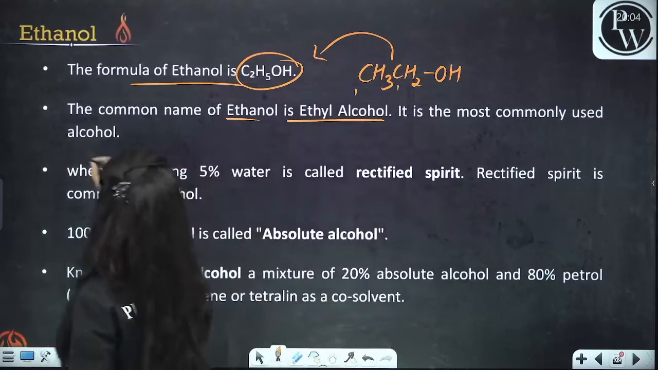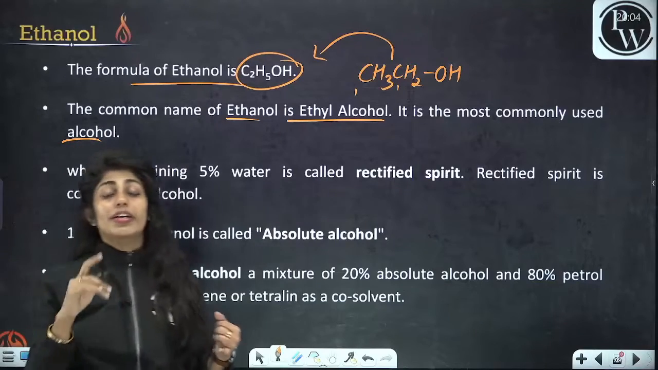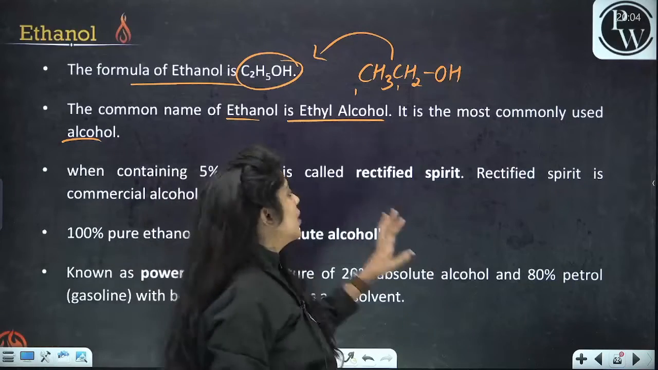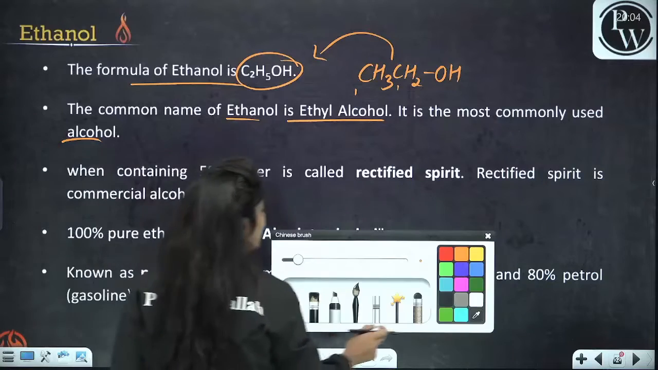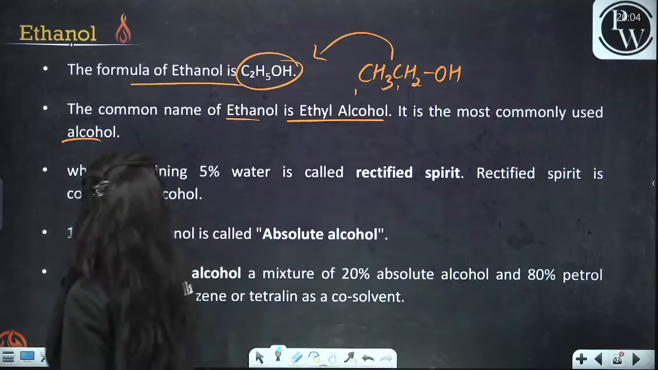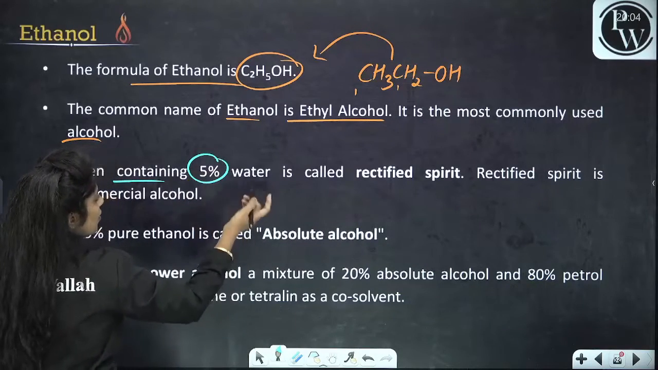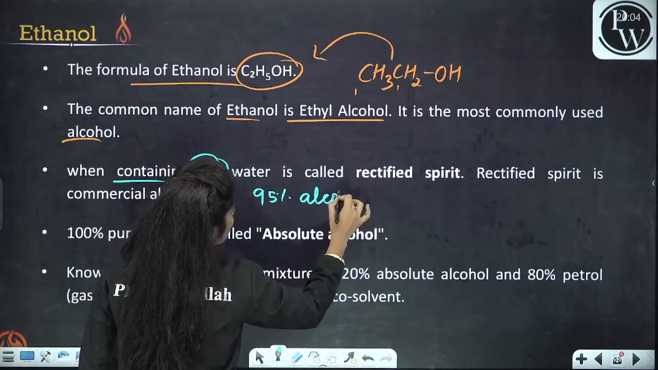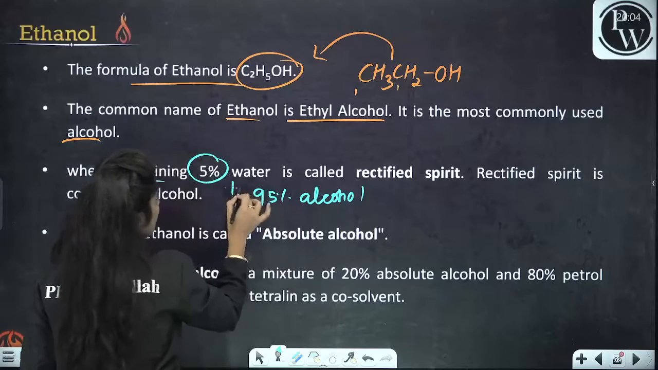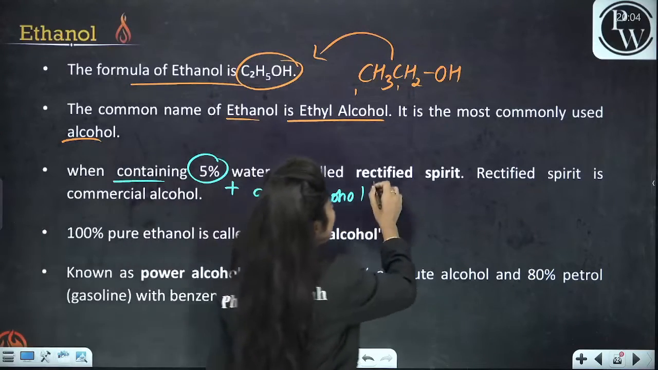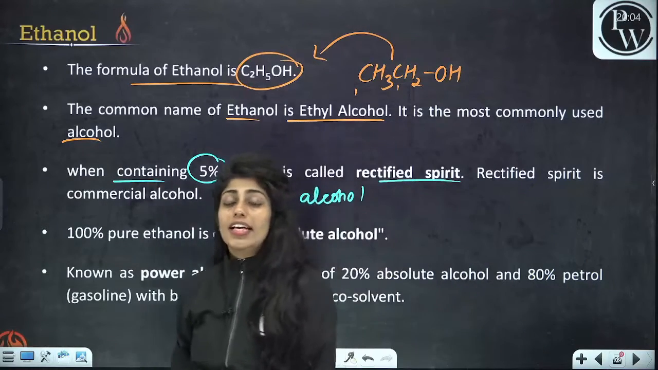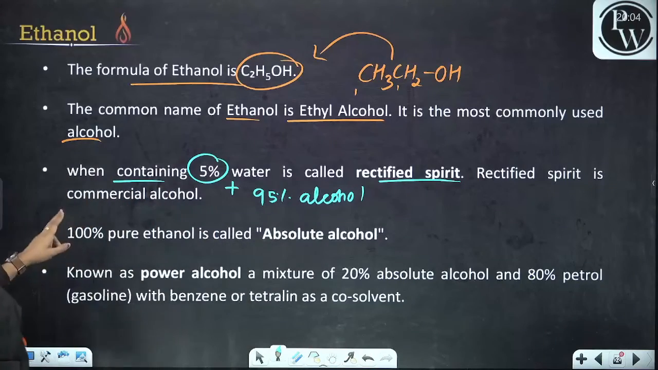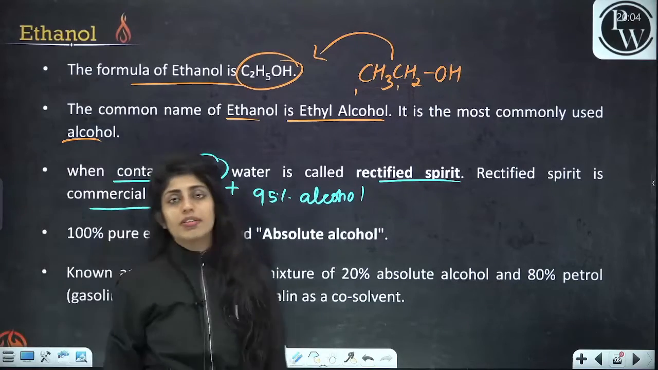It is the alcohol most commonly used for beverages. Now, what can be the other kinds of uses? When it contains 5% water, that means 95% alcohol and 5% water, what is it making? It is making rectified spirit, right? And we are using it as commercial alcohol.